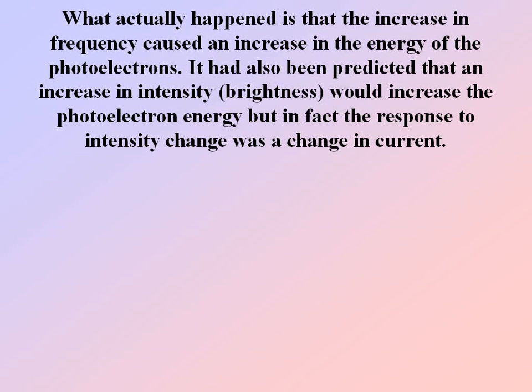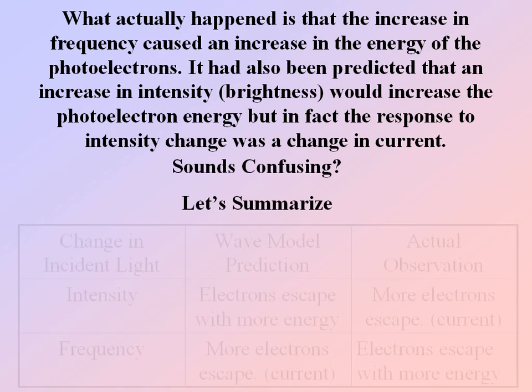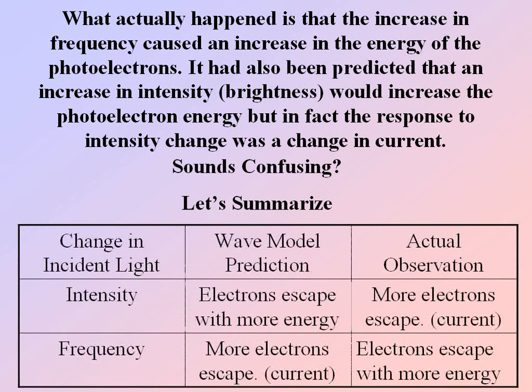What actually happened is that the increase in frequency caused an increase in the energy of the photoelectrons, or in other words, their speed. So if you increase the frequency, the photoelectrons that came out were faster. Well, how did that happen? And it also had been predicted that an increase in the intensity would increase the energy, but we just saw that the frequency did that. What happened with the brightness or intensity was that it actually affected the current. So we have a little bit of a confusing problem.